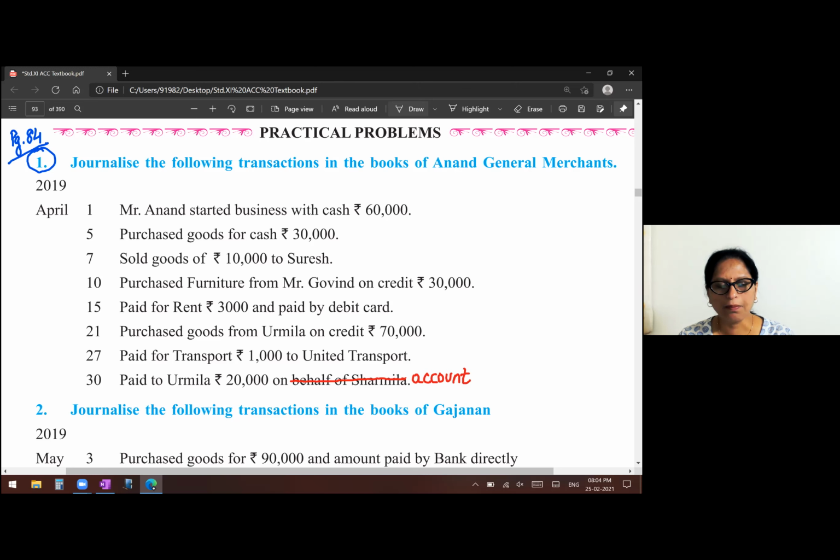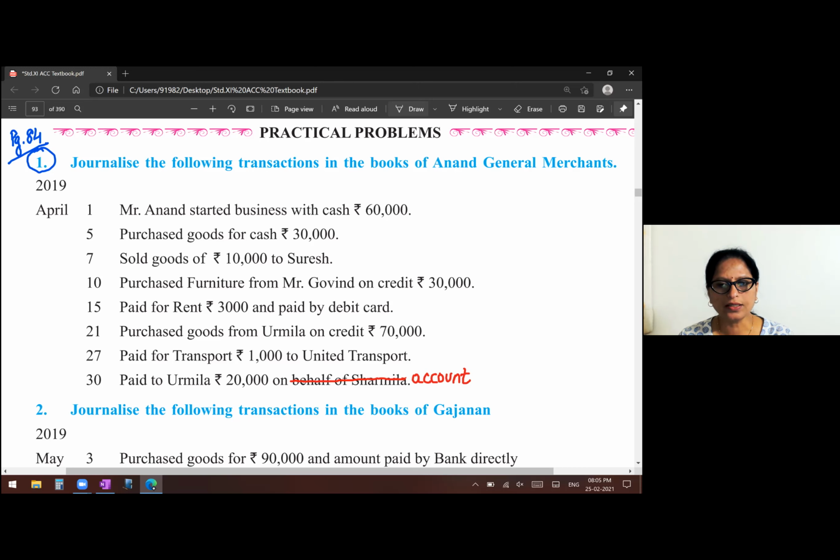And 30th, paid to Urmila rupees 2,000. It is written there on behalf of Sharmila. That transaction is wrong. So just cancel the words behalf of Sharmila and write on account. Now you will copy down this problem in your notebooks and then you will draw the journal.